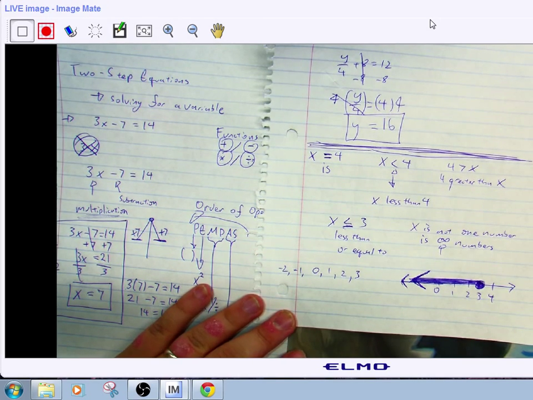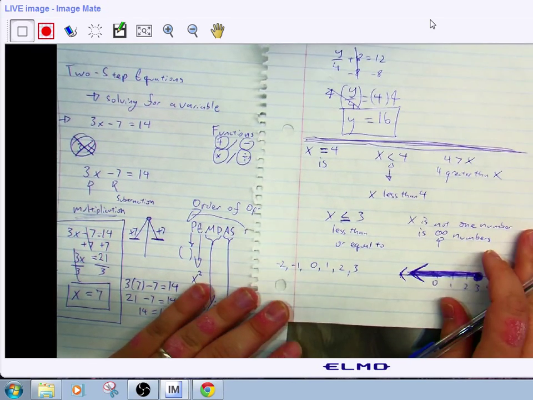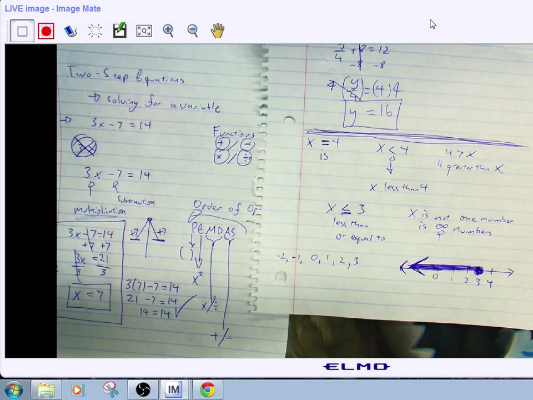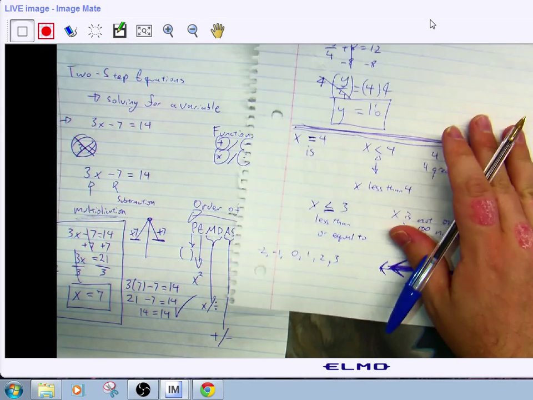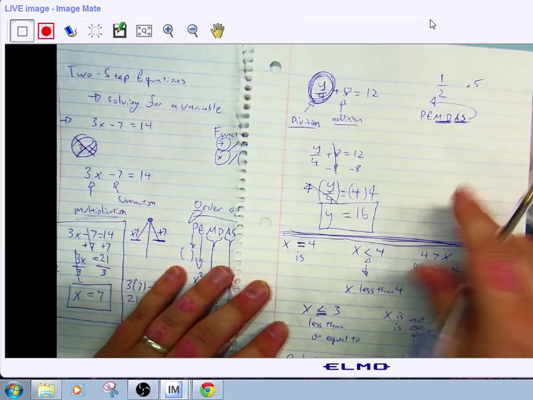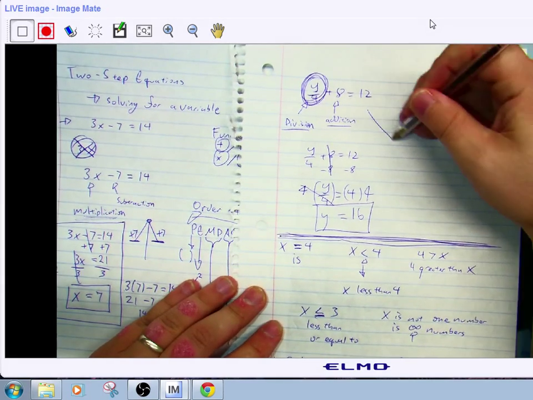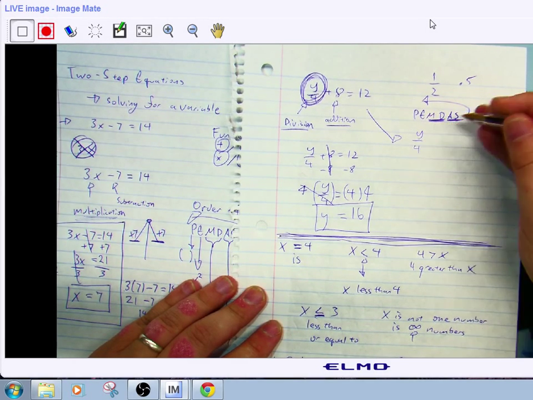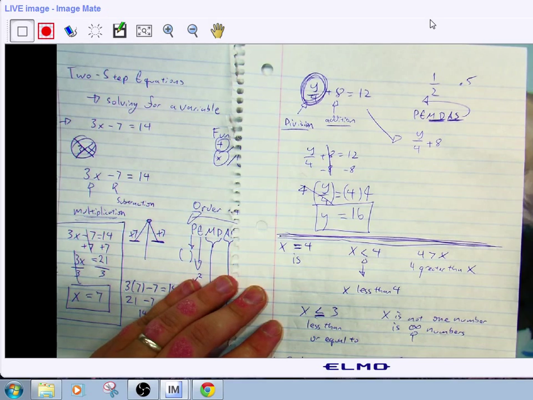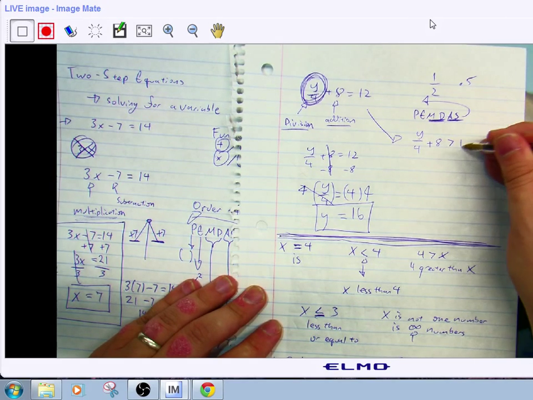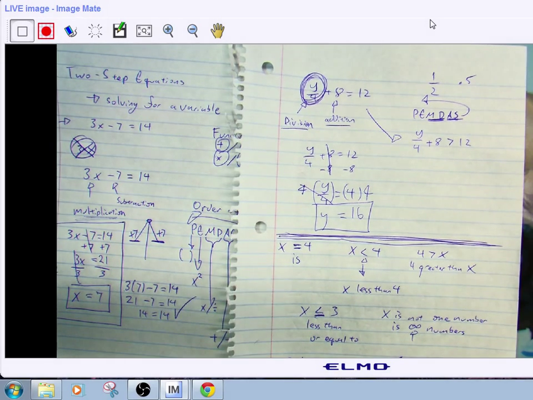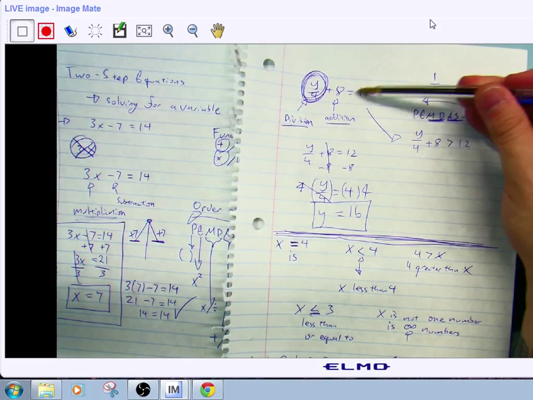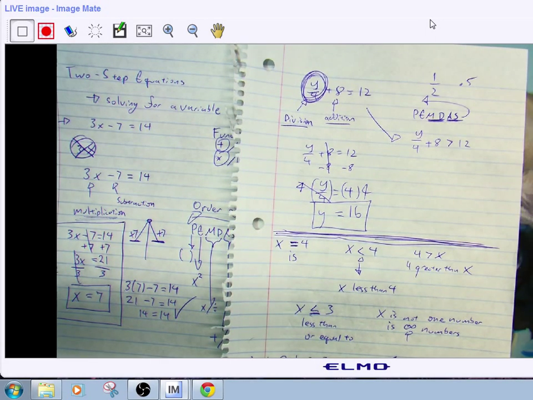All right, so we know a lot of things. So let's imagine a scenario where it's a two-step equation that involves an inequality. Let's go all the way back up to this one here. Let's imagine that instead, y divided by 4 plus 8, how about instead of equals, this was greater than 12. All I did was I changed the equal sign to a greater than sign.